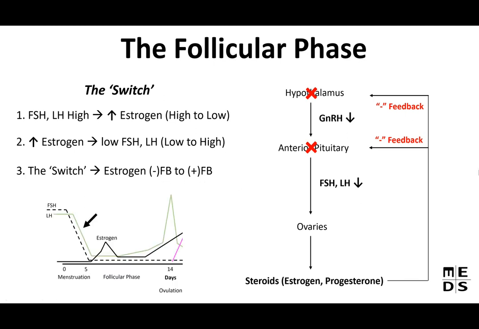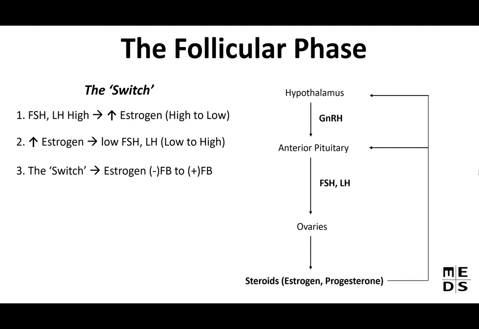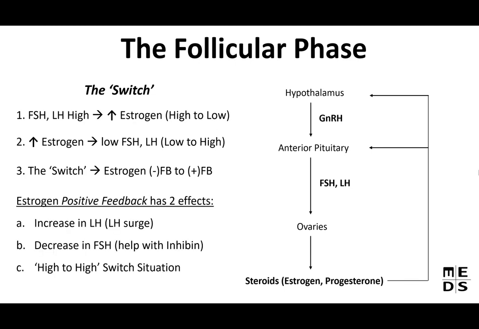So you can see in this part of the graph, FSH and LH are starting to go down as estrogen is going up, but this actually needs to switch. So now here's the switch. Estrogen has a positive feedback and will have two effects. It's actually going to increase only luteinizing hormone. It's actually going to decrease FSH.